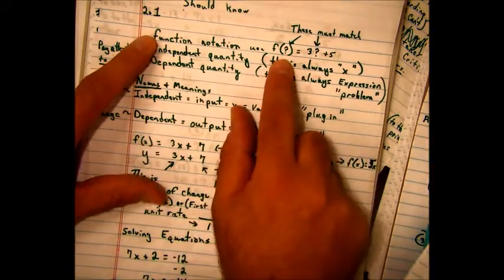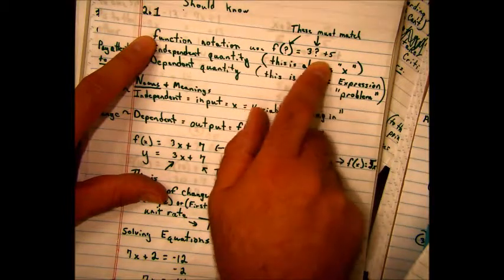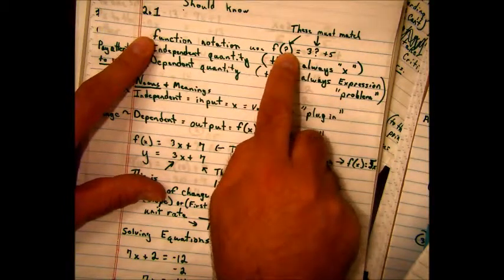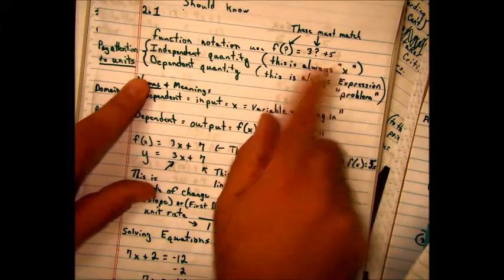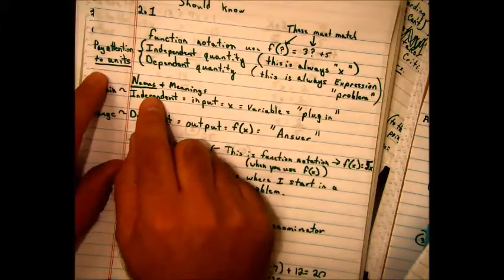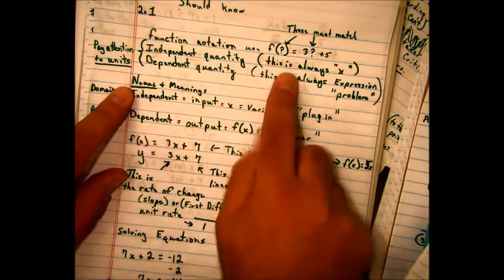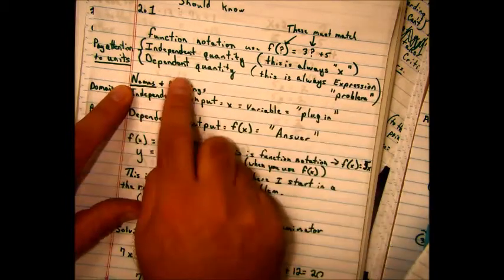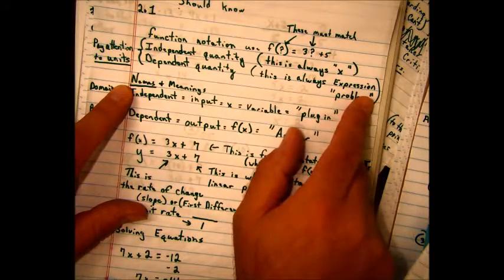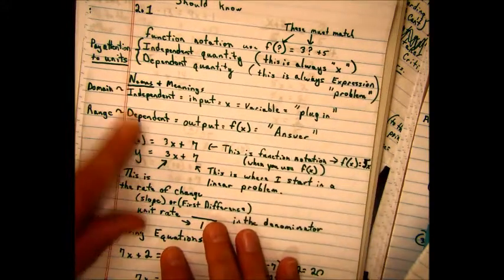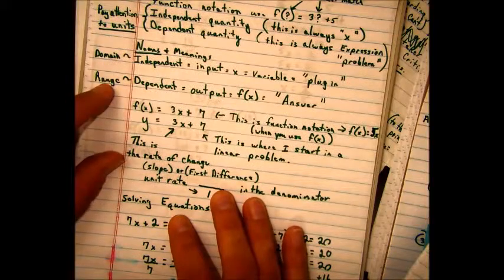They have to know what function notation is, and that's when they use f of x or f of whatever, and whatever the variable is also what goes in the parentheses. This is called function notation. They have to pay attention to units when dealing with independent and dependent quantities. Independent quantity is always x. The dependent quantity is always the expression or the problem.